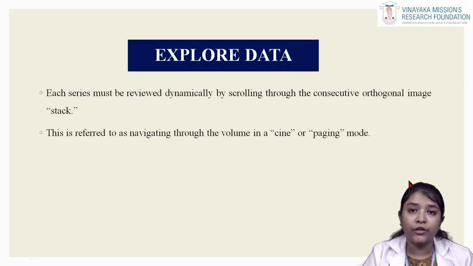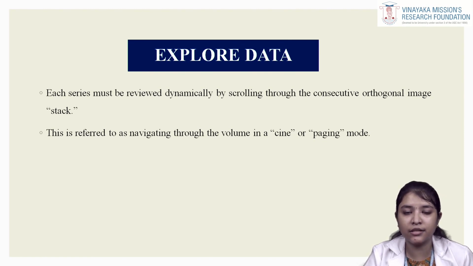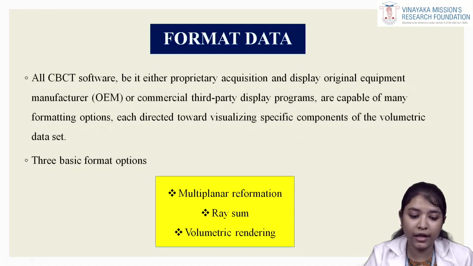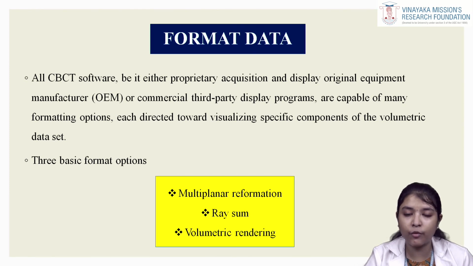Explore data. You should keep on scrolling through the data so that you can visualize all the sections and detect whether there is any other lesion in any other sections. This type of navigation is called slice or paging mode. Format data. This is the volumetric data in the software itself, so that we can select any of the formatting options. There are three types of formatting: multiplanar reformation, RASM and volumetric re-rendering.